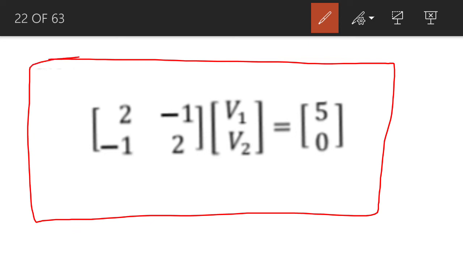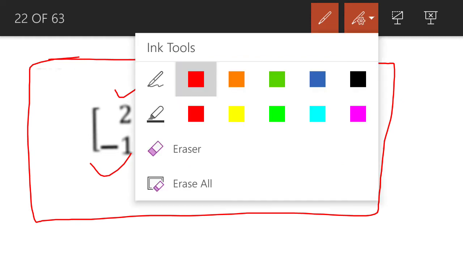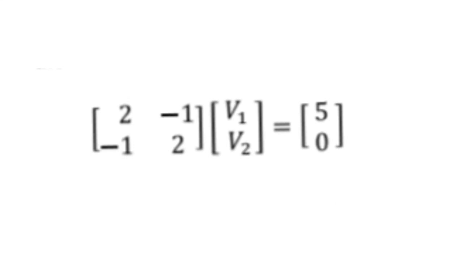The size of the G matrix is 2 by 2 because there are 2 nodes in our circuit. So G11 is 2 mho, G12 is minus 1 mho, G21 is minus 1 mho, G22 is 2 mho, Ig1 is 5 ampere, Ig2 is 0 ampere. So these are the standard node equations for the given circuit. We calculate V1 and V2 with the help of Cramer's rule. So let us apply Cramer's rule to find V1 and V2.